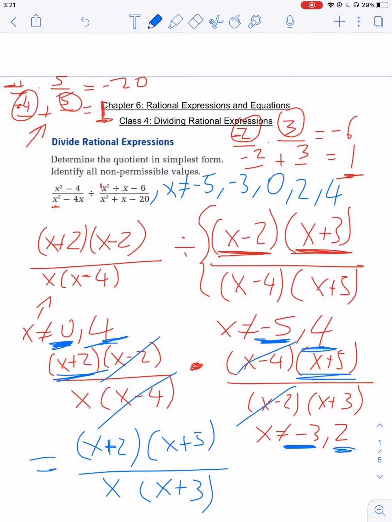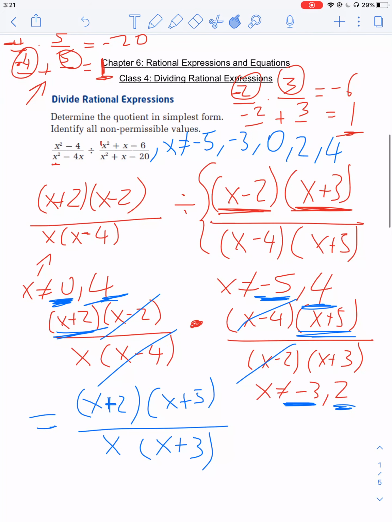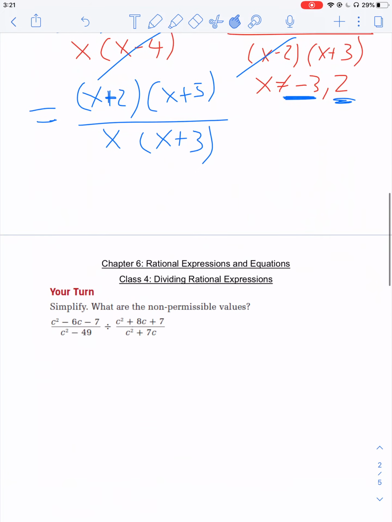So there's going to be some additional restrictions over here, because now you're dividing, okay? I'm just going to double check my answer. x plus 2, x plus 5, minus 5, minus 3, 0, 2, 4. Yeah, this looks perfect, okay. So I thought there would be more simplification, but no, this is it.